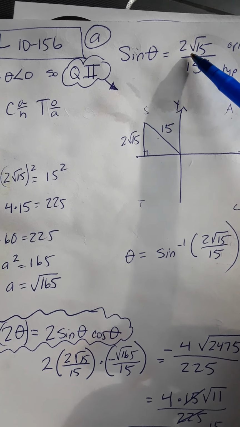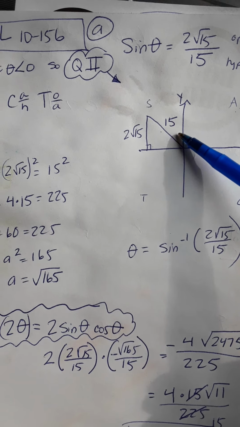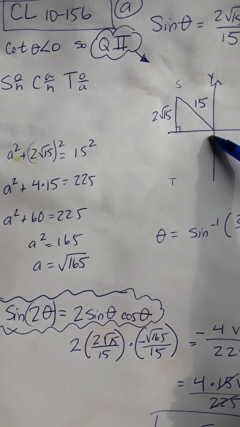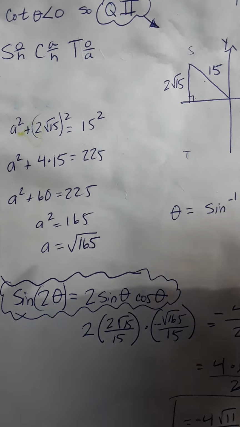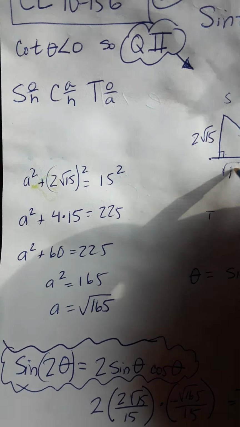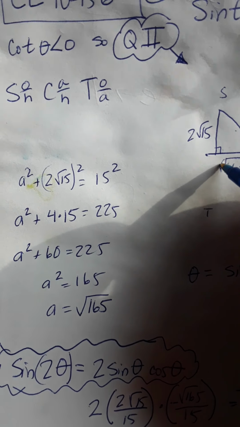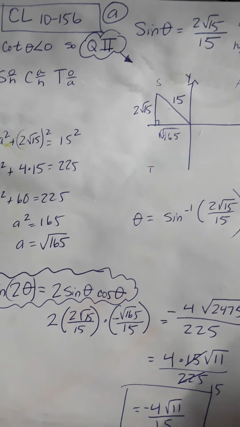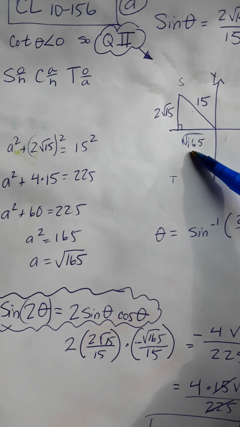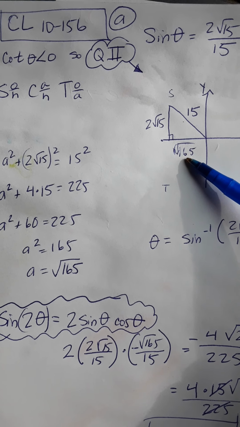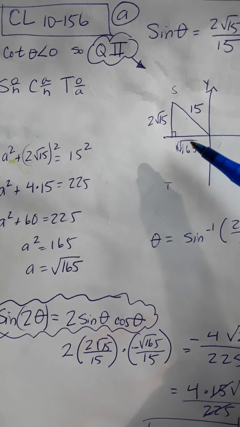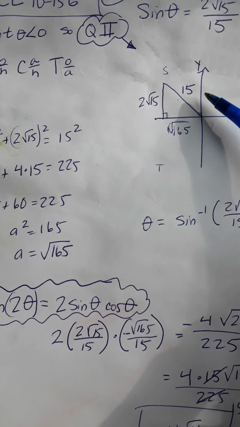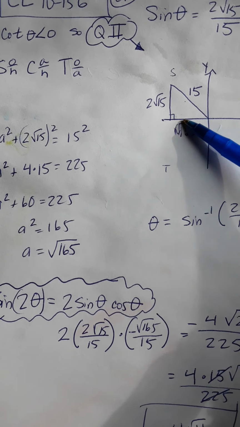So I did opposite over hypotenuse, because that's what sine is, and then I used the Pythagorean theorem to find out that this bottom piece right here is square root 165. You'll find that out if you do the Pythagorean theorem. Cosine is adjacent over hypotenuse, so it's going to be root 165 over 15. And it's negative in this quadrant because this is the negative x-axis.